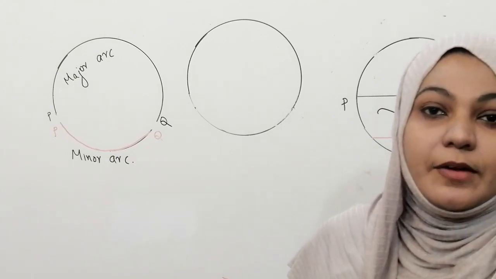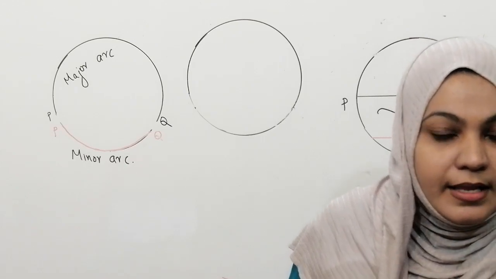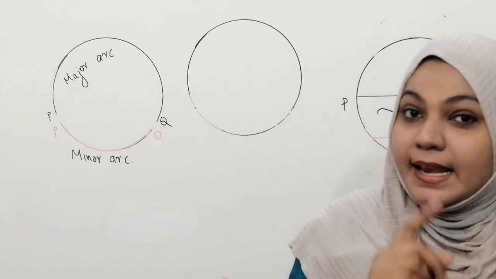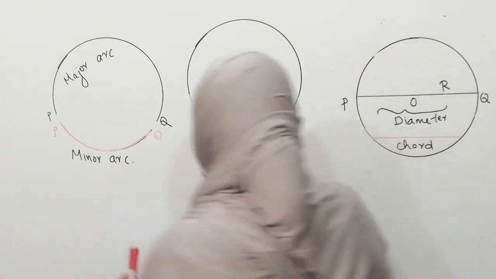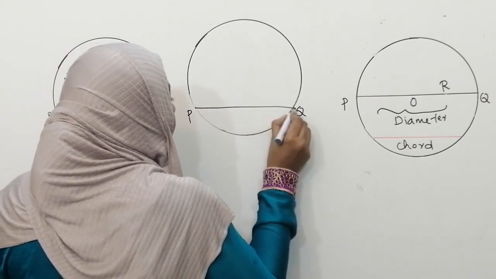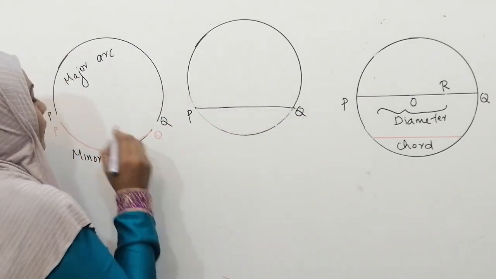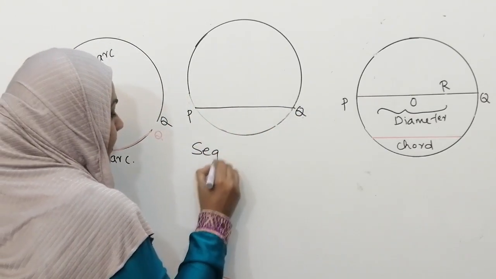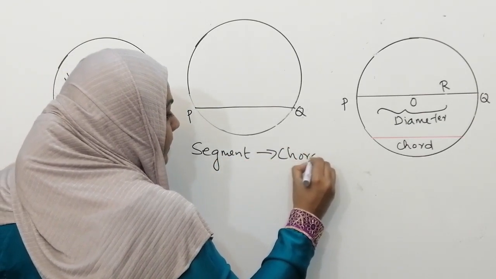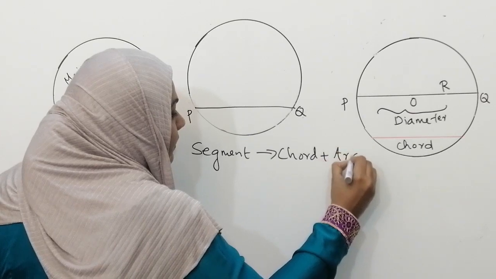Any portion of the circumference of the circle is called an arc. Then can you say what is a chord of the circle? Any line segment which joins two points on a circle is called a chord. So here, for a segment, you need chord plus arc.